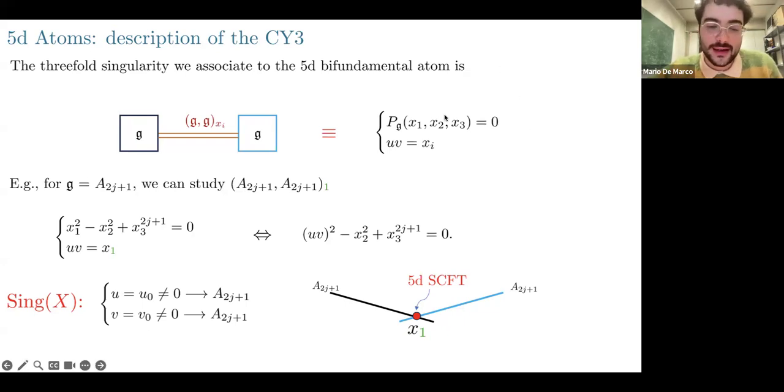Why? Because at the intersection of these two lines, namely u equal to v equal to 0, one sees that one also has to put all the xi equal to 0, so what I said is not true anymore. You cannot say that the local structure of the singularity is the one of a surface singularity times C. And indeed, that is where something interesting happens, and the 5-dimensional superconformal field theory localizes.